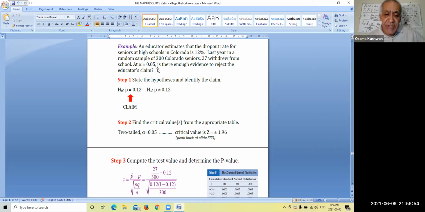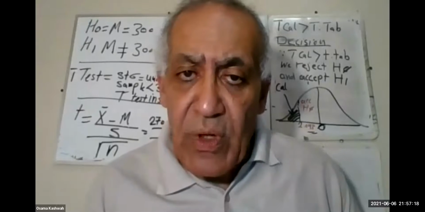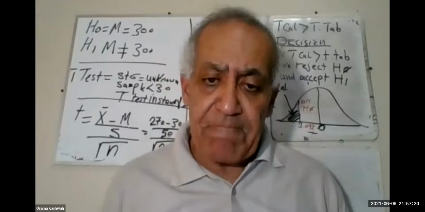An indicator estimates that the dropout rate for seniors at high schools in Colorado, a place in the United States, is 12%. Wait a minute. This is in the population. This is the average or the percentage of the population. So let's see it like this now. I will go to the screen, take every step, and then stop sharing and go back to the monitor again.